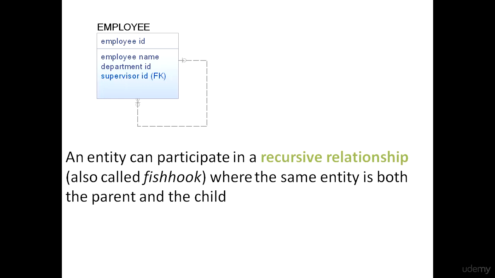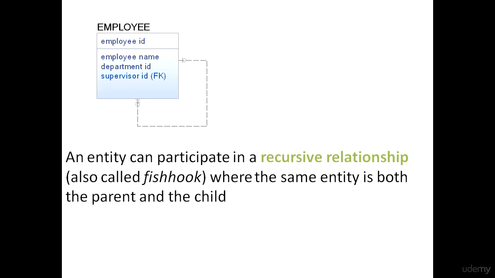An entity can participate in a recursive relationship, also called a fishhook, where the same entity is both the parent and the child. From a conceptual modeling point of view, a recursive relationship is a relationship between entity instances of the same entity set.